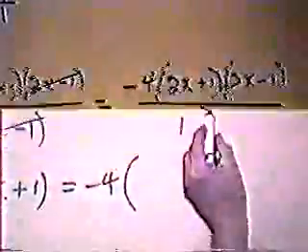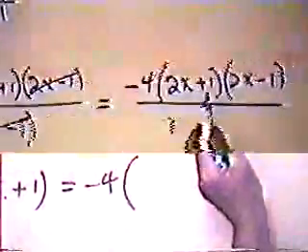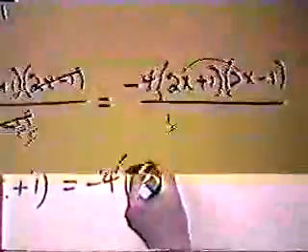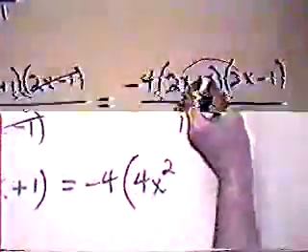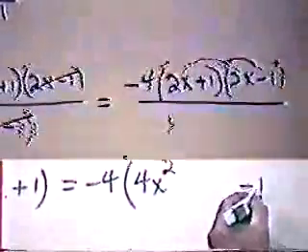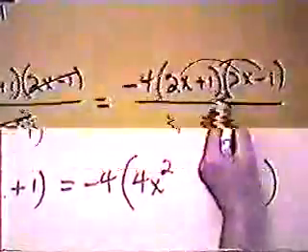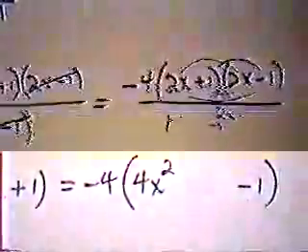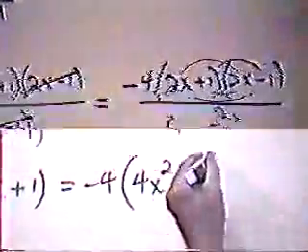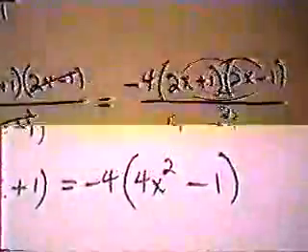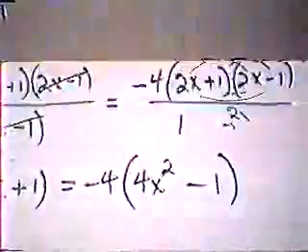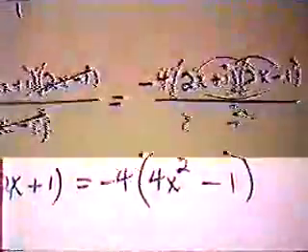Now, let's go back up here and do this. This is where we use the FOIL method, or multiply it out, whatever way you're taught. So the first times the first is 4x squared. Last times the last is a minus 1. And the inside is a plus 2x, and the outside is a minus 2x, which adds up to 0. So we don't have a middle term here. So we have 4x squared minus 1. Hey, now we're back to the beginning of all these, and that's to remove parentheses.